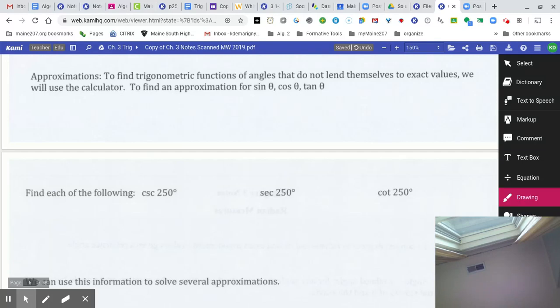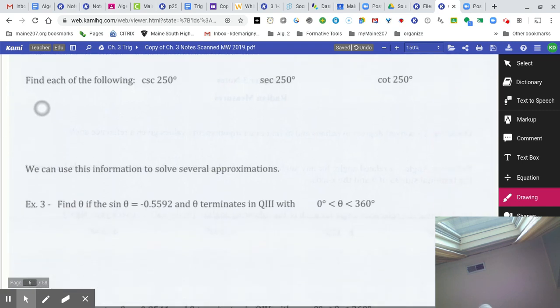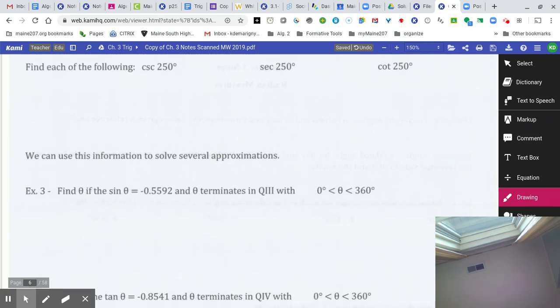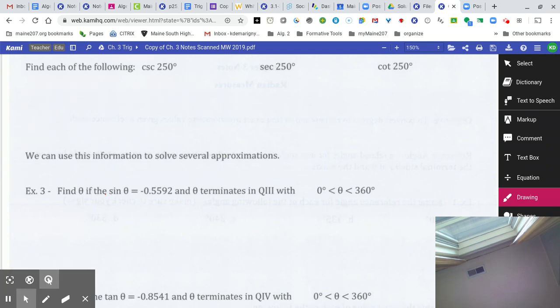Approximations define trigonometric functions of angles that do not lend themselves to exact values. You're going to use your calculator to find the approximation for sine theta, cosine theta, tan theta. I need to make sure I can use my calculator to do this because there is no cosecant, secant, or cotan key on my calculator. So I need to be able to do these using my calculator as well, something that we did not practice very much in our other section of Unit 3 when we started radians.